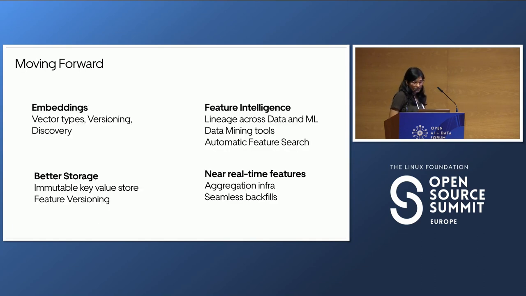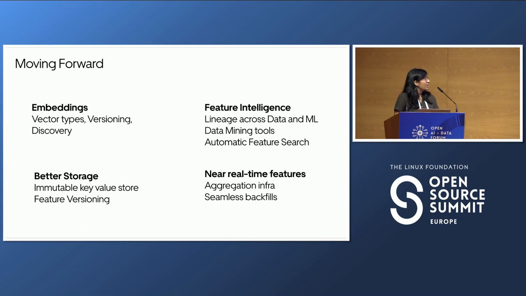And these are some of the areas we are exploring, basically embeddings, vector data type support. Till now, we did not have any vector data type support for feature store. So we are adding that. Better storage. In general in feature store, the data doesn't really change very frequently. Once the data is ingested in online store, there are no updates possible. So it's mostly immutable. So we are looking into potential solutions of immutable key value stores, which can be used to lower down the cost of Cassandra, or if it can be replaced with something else.